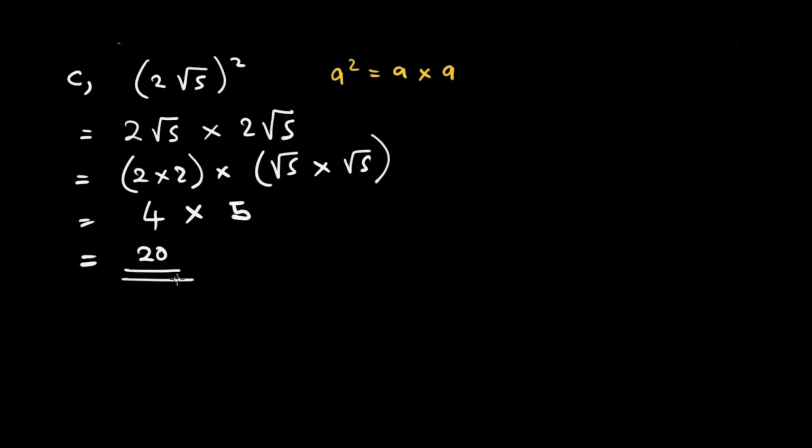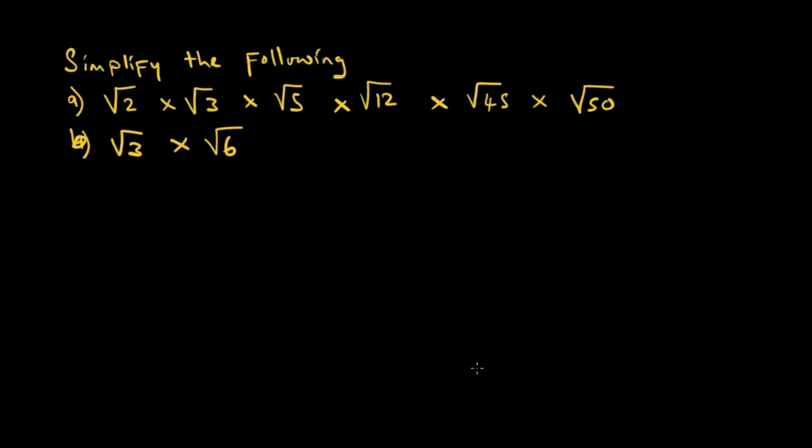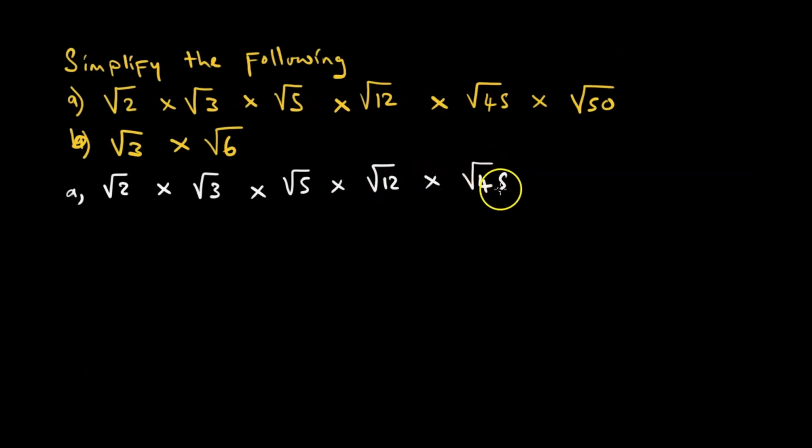So it's as easy and as simple as this. We have done our first example to conclusion. Let us now try out another example. After that, I will give you an exercise and we call it a day. For our second example, we're going to simplify the following. A is the square root of 2 times the square root of 3 times the square root of 5 times the square root of 12 times the square root of 45 times the square root of 50.